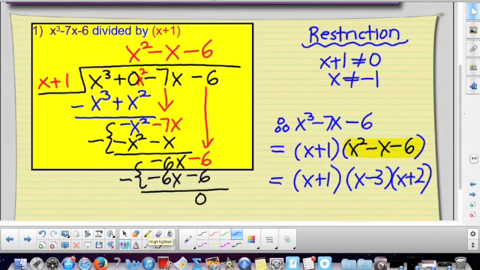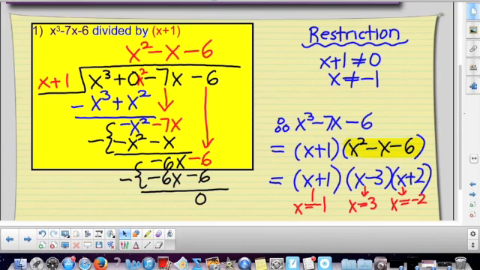So that would be my final answer. X plus 1, x minus 3, x plus 2. So x is equal to negative 1. X would be equal to positive 3. X would be equal to negative 2. These are all factors of x cubed minus 7x minus 6. And we're going to talk about what factors means in a second.